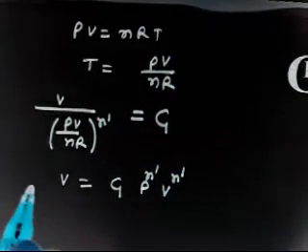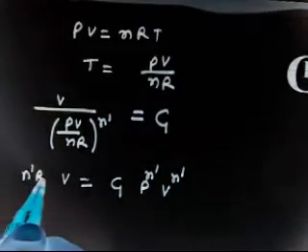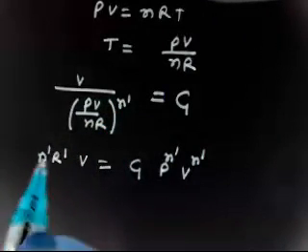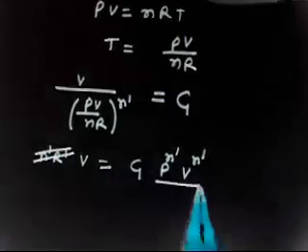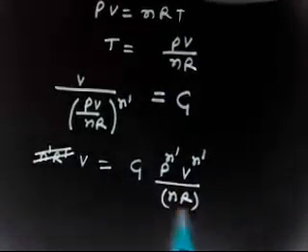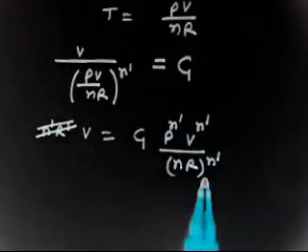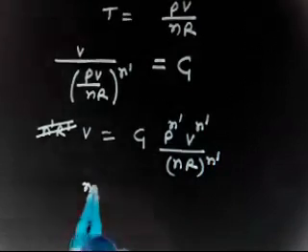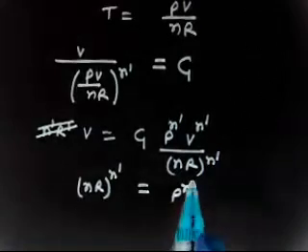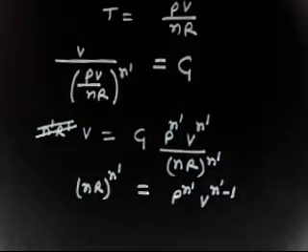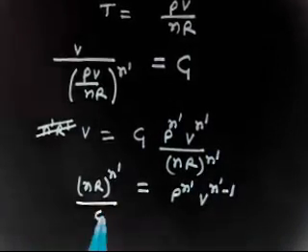Let us put n dash r dash this side, because this will go up. Nr to the power n dash. Are you getting? Now this V, if I put this side, we will have Nr to the power n dash is equal to P to the power n dash V to the power n dash minus 1, and this divided by C1.